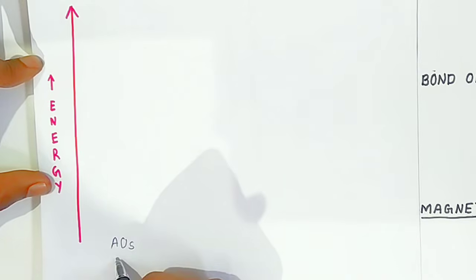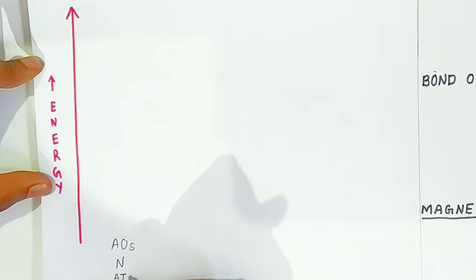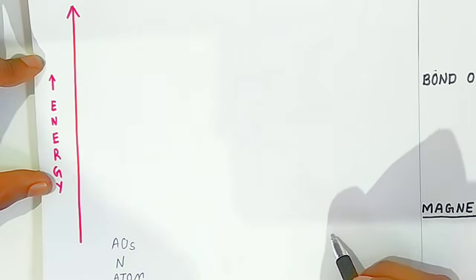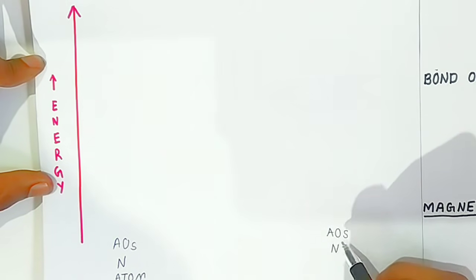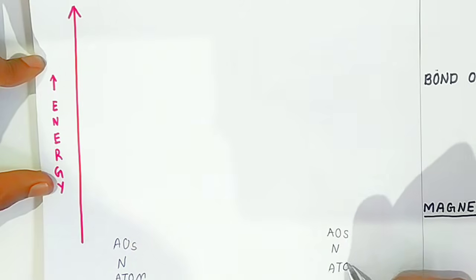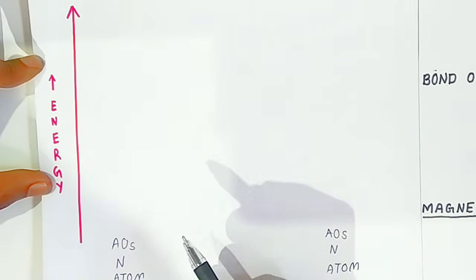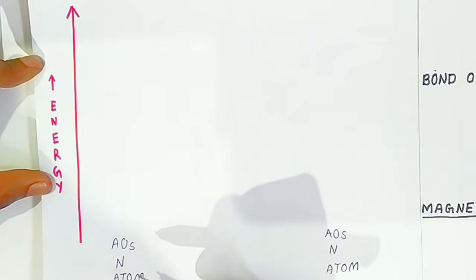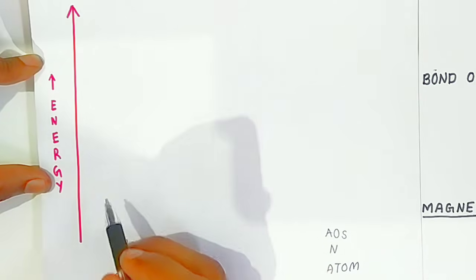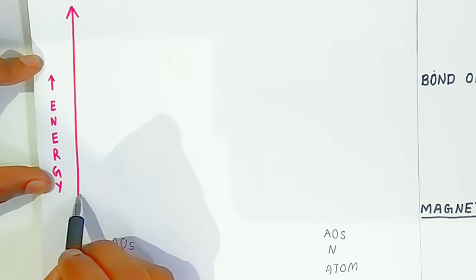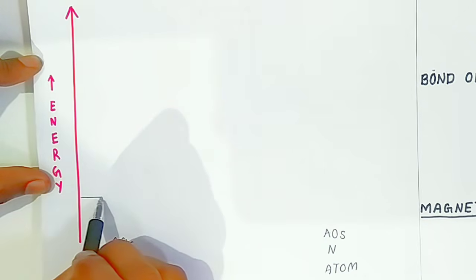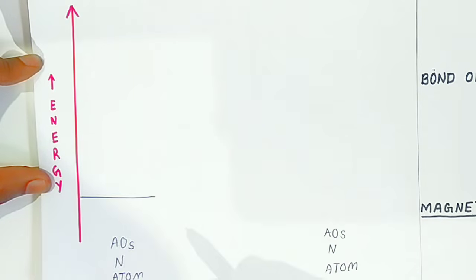of nitrogen atom, two atomic orbitals students, atomic orbitals of nitrogen atoms, they are combining. So first we will draw the energy levels of atomic orbitals of nitrogen. So students, here we will see the electronic configuration, 1s2. Suppose we are writing the energy level of 1s2, the 1s orbital will be like this.